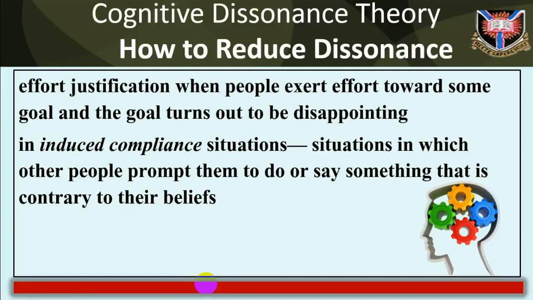People attempt to reduce dissonance in induced compliance situations, that is, in situations in which other people prompt them to do or say something that is contrary to their beliefs. For example, when induced by another person to argue for a position at variance with their true attitudes, with the promise of some sort of compensation for doing so. People who are undercompensated feel that they must justify their behavior and typically do so by changing their attitudes to better align with their behavior.